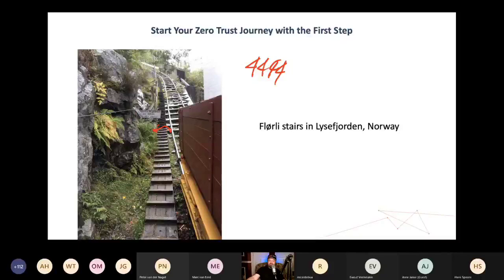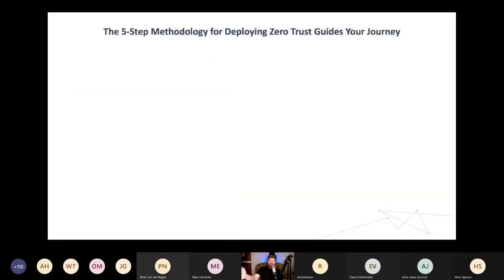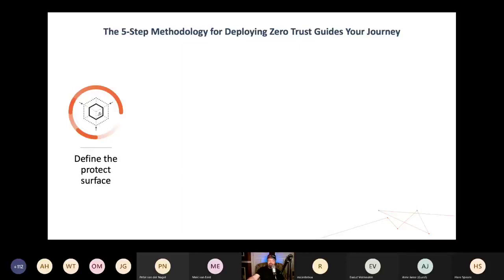Well, you focus on the first step, and then you do the second step, and then you do the third step, and then you do the fourth step, and that's how you do zero trust. So I created a 5-step methodology at Forrester. I've continued it through Palo Alto Networks, and I use it today in my work at Onto It, where we start with defining the protect surface. What are we going to protect?